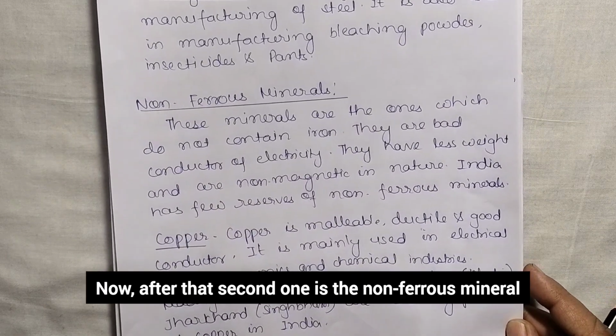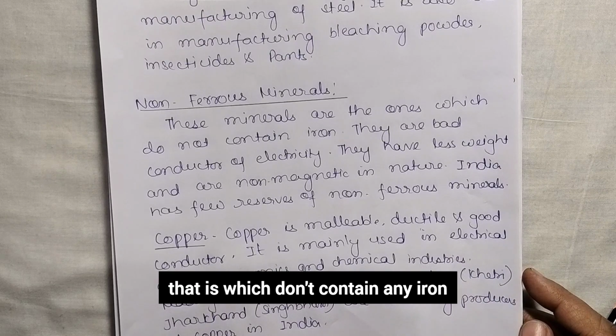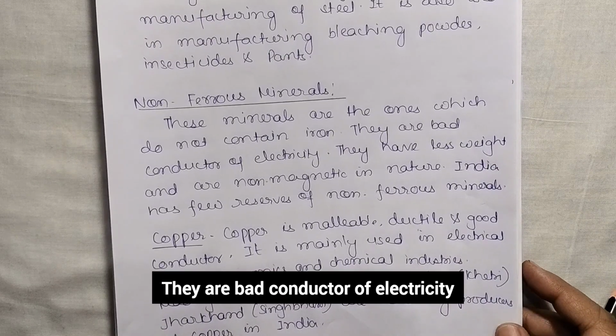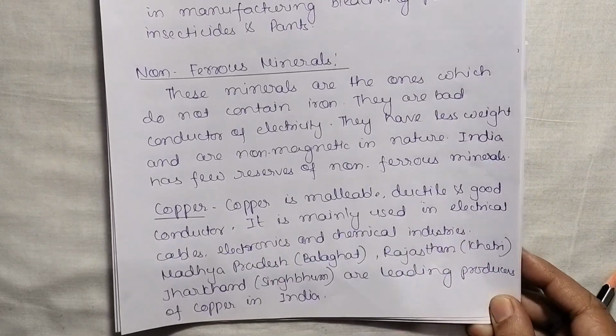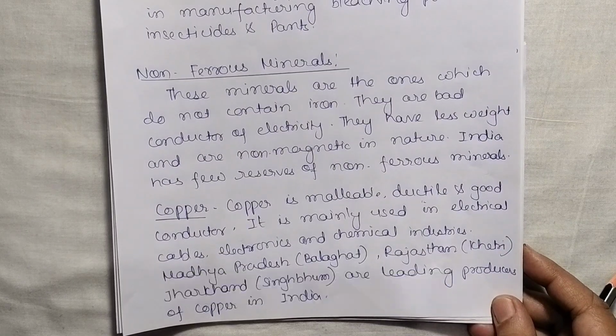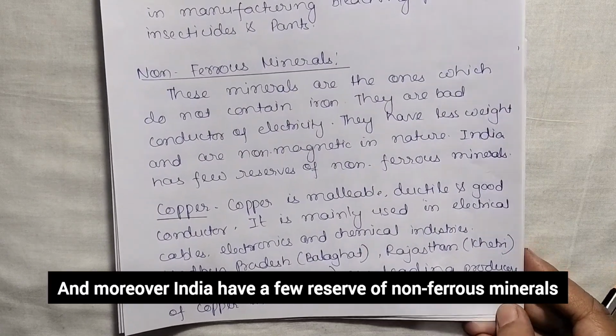Now after that, the second one is the non-ferrous mineral, that is, minerals which don't contain any iron. They are bad conductors of electricity, they have less weight, and they are non-magnetic. Okay, and moreover India has few reserves of non-ferrous minerals.